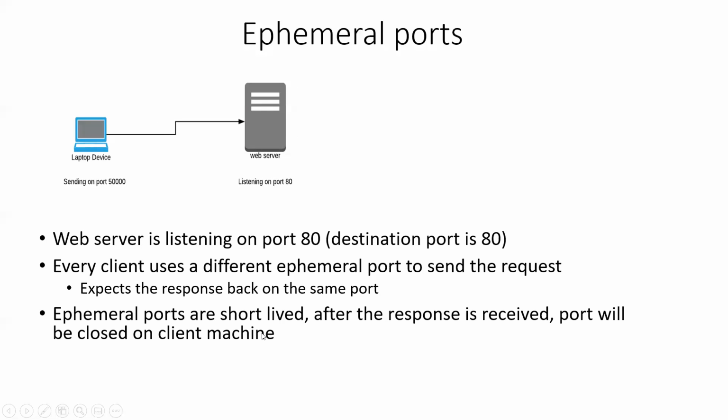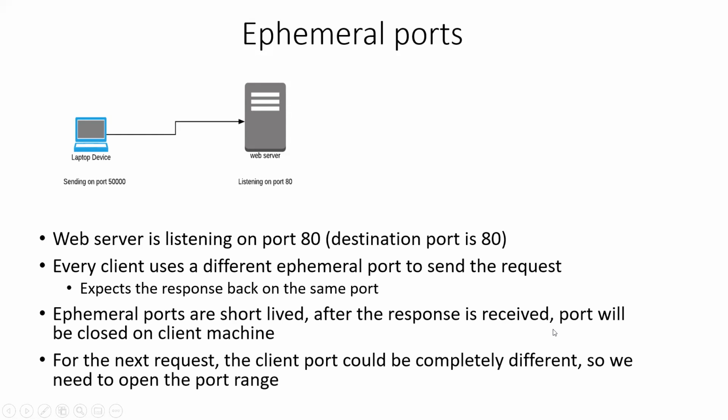Ephemeral ports are short-lived. After the response is received, the port will be closed on the client machine. For the next request, the client port could be completely different. So we need to open the port range. That's why we don't know. And this is again a Windows machine. Maybe someone is using a Linux machine with that port range. We need to find out the port ranges across all of our clients, and then we need to open it on the outbound. On the inbound, we'll open only port 80 for the web server scenario.